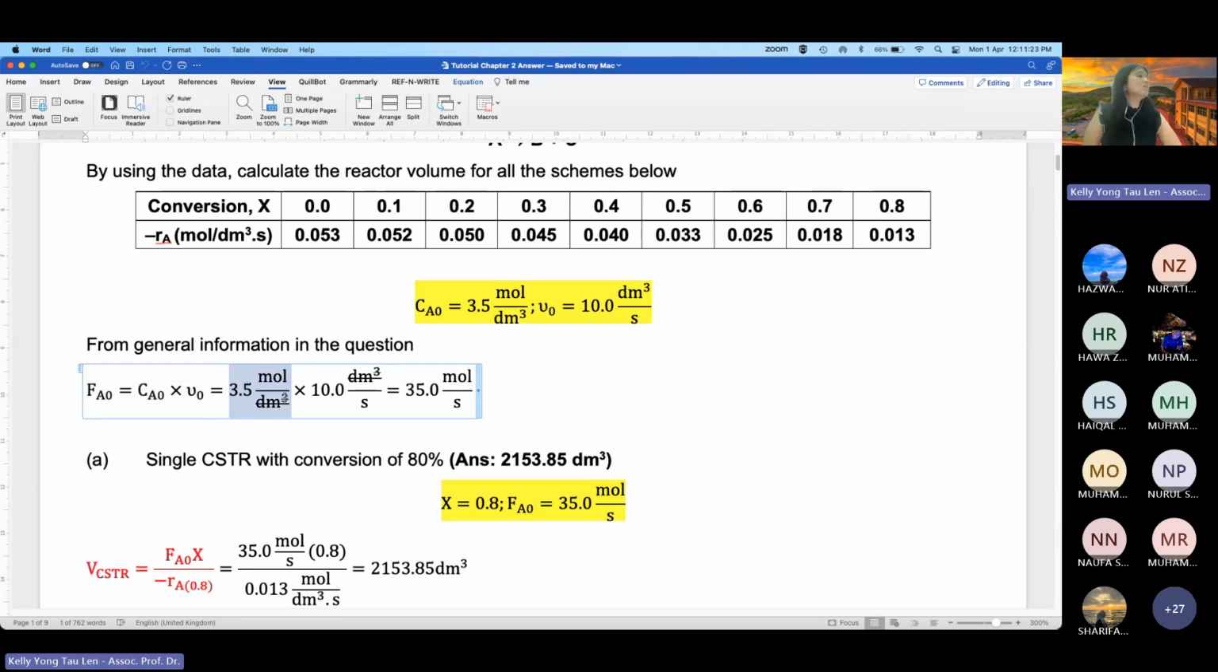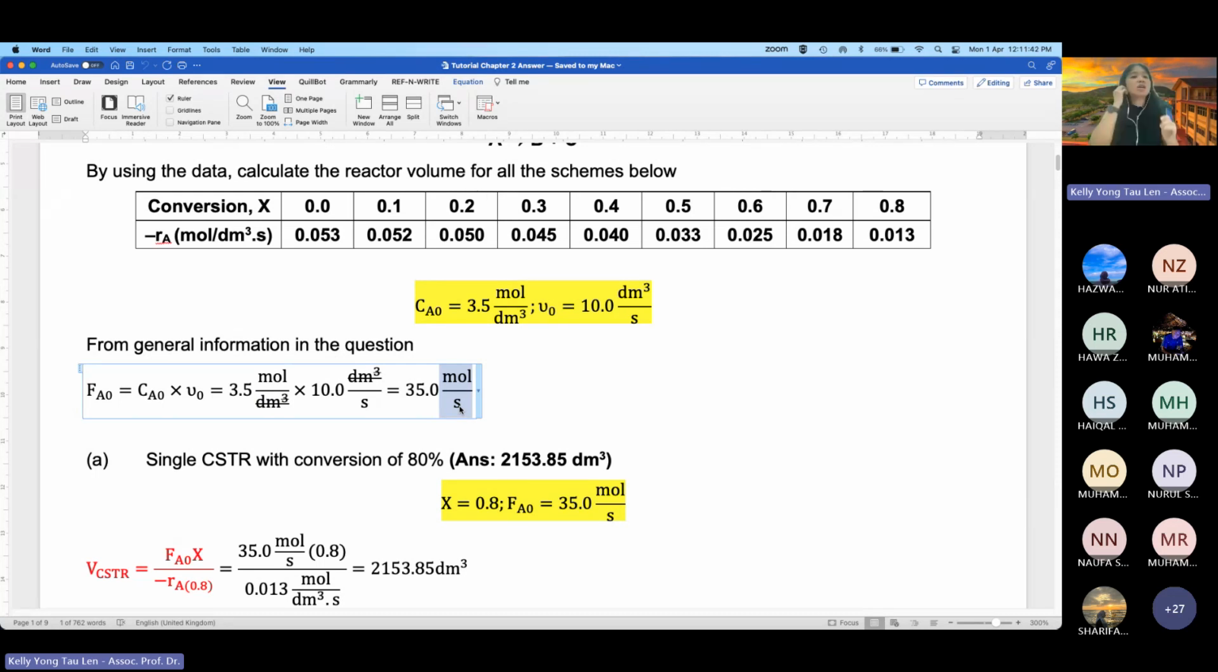Okay, so CA naught is 3.5 mole per dm cube. My epsilon naught is 10 dm cube per second. One is concentration, one is volumetric flow rate, right? You can see that I can cancel my dm cube and dm cube. Then I'm left with mole per second. So again, you check back.